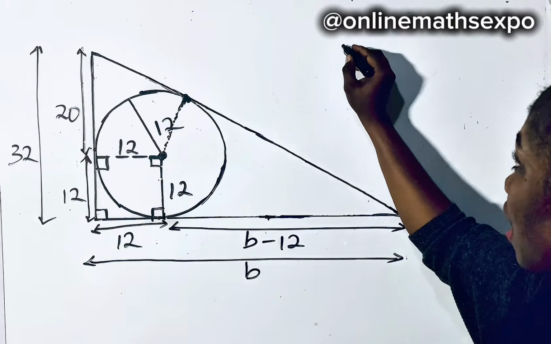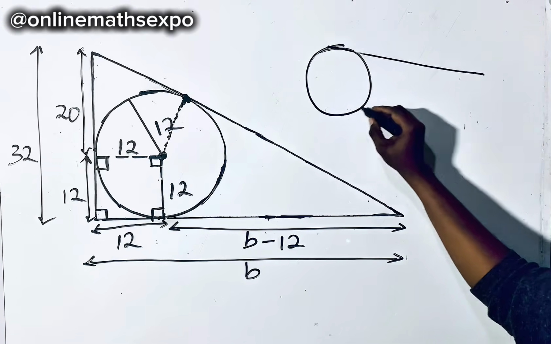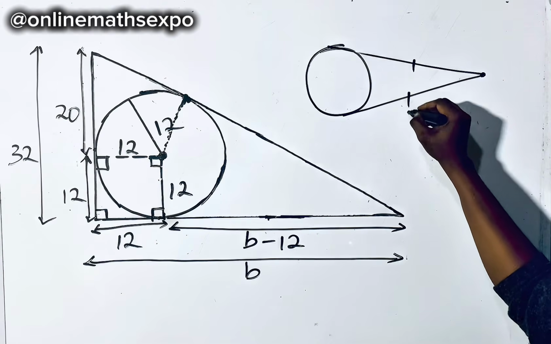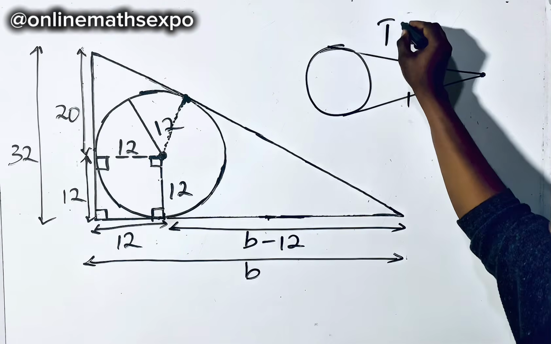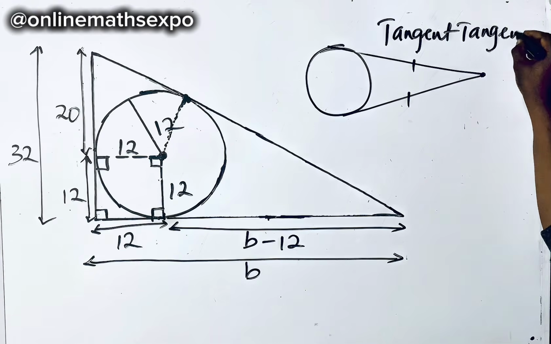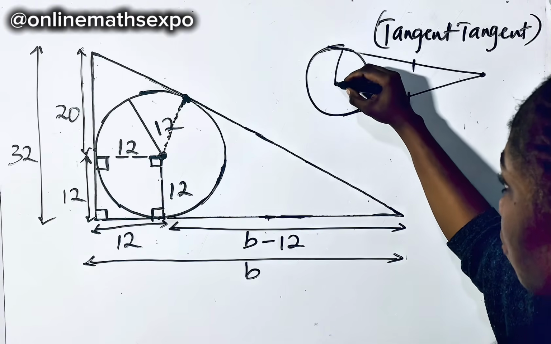Remember that each time you have a circle drawn, and there are two tangent lines drawn to meet each other at a point, these two lines are equal, obeying the tangent theorem. Remember that this is your center, so this is what you have.